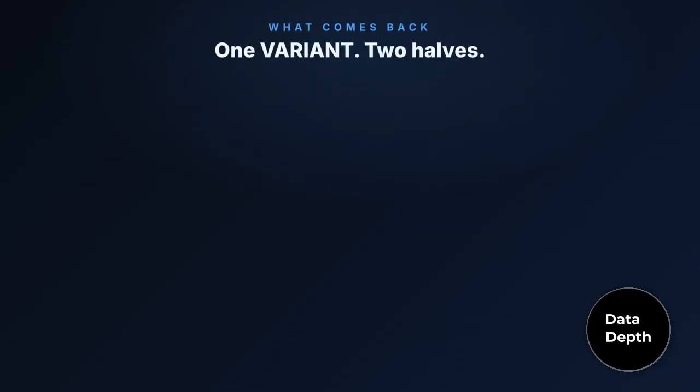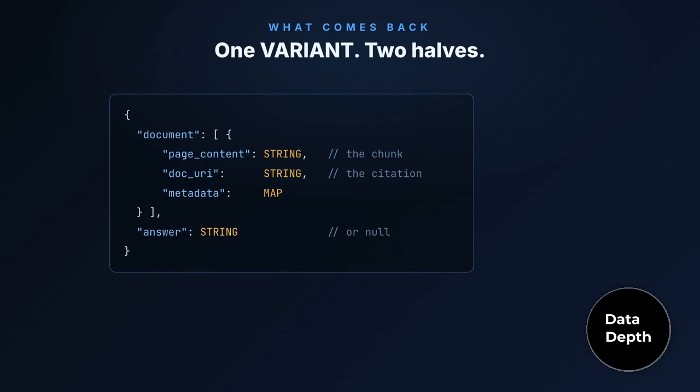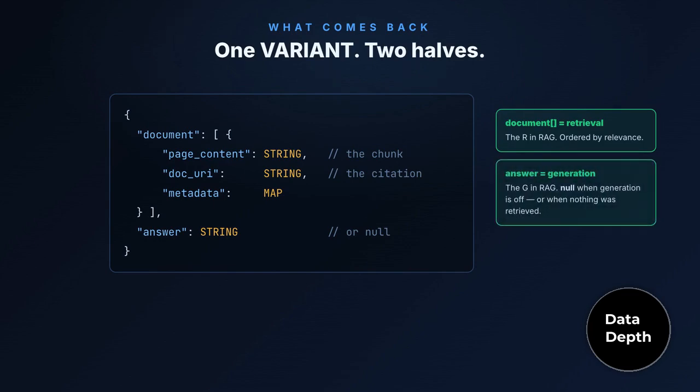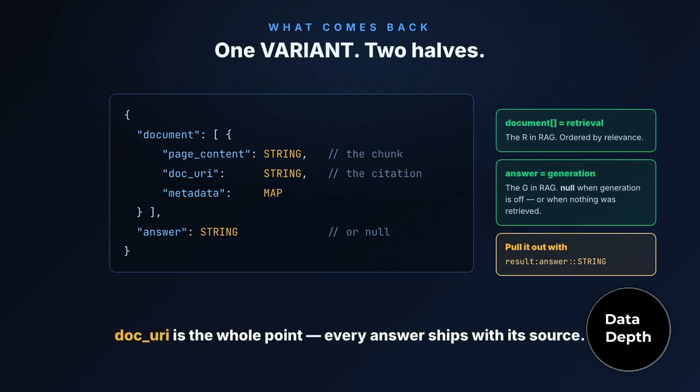What comes back is a single variant with 2 halves, and they map exactly onto the 2 halves of RAG. Document is an array, page content is the chunk, doc URI is the citation, metadata is whatever else the index carries. That is the R. Answer is the written response. That is the G. An answer can be null in 2 situations, when you turn generation off, and also when nothing was retrieved at all. To pull it out, you use variant path syntax, :answer, then cast a string. A colon, not a dot. That is the single most common thing people get wrong on day 1.